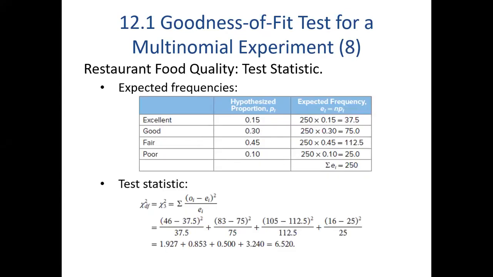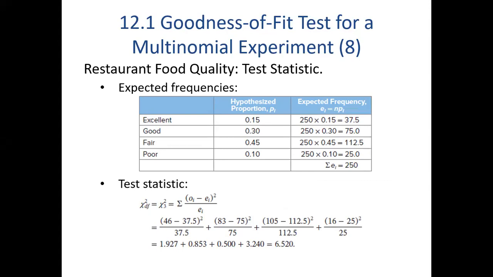And enter the expected counts in L2. The first one is 37.5, the second one is 75, the next one is 112.5, and the last one is 25. So observed in L1, expected in L2.